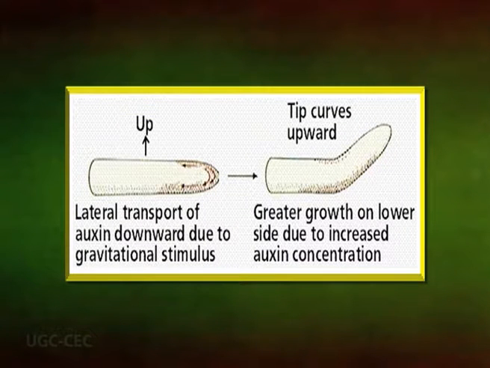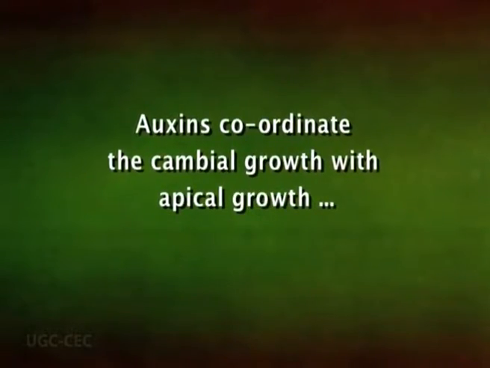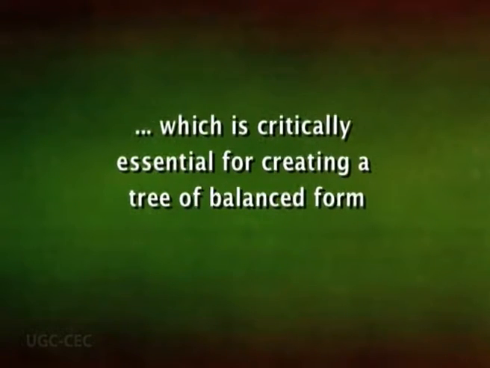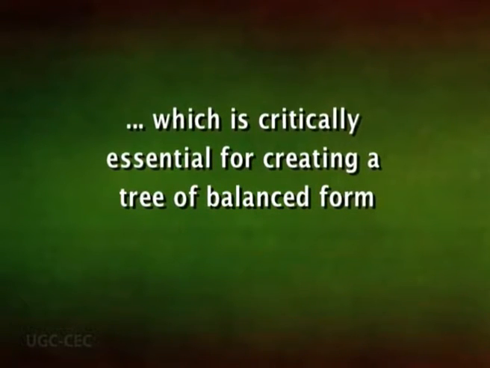Auxins are also involved in the formation of compression wood. The tilted stems show a higher concentration of auxins on the lower sides, which is correlated with the development of compression wood at those sites. Auxins are also known to coordinate the cambial growth with the apical growth, which is critically essential for creating a tree of balanced form. Auxins, in association with other hormones, regulate and coordinate many plant processes, ranging from physiological ones to regulation of growth and form.